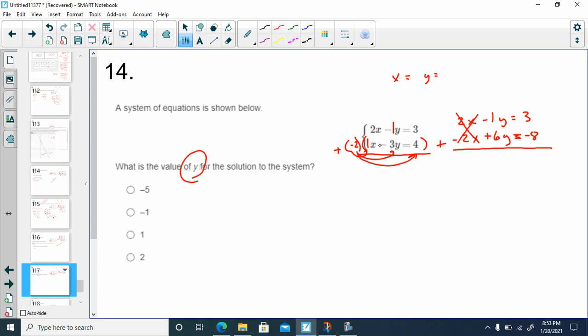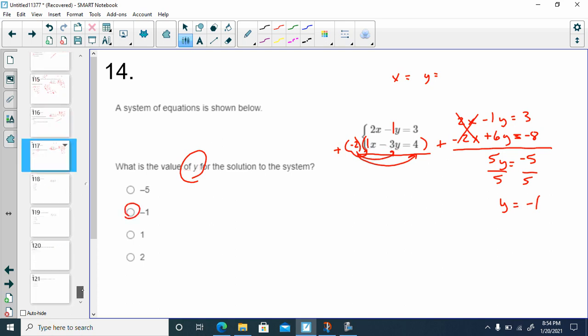See, I'm looking for my y. -1y plus 6y gives me 5y. 3 plus -8 is -5. Divide both sides by 5. Y is equal to -1. Okay. Now let's go to 15.